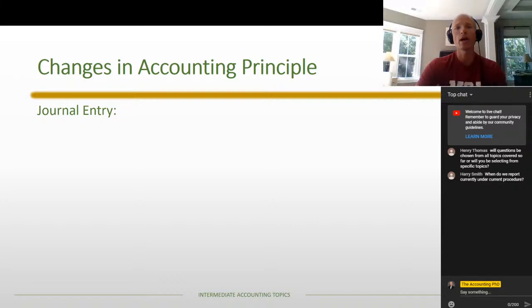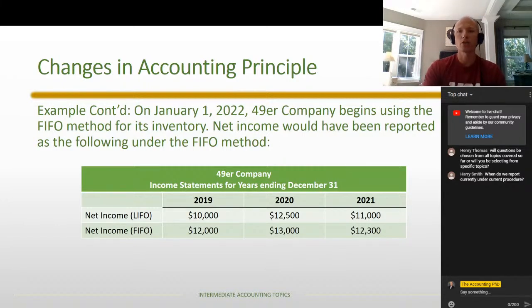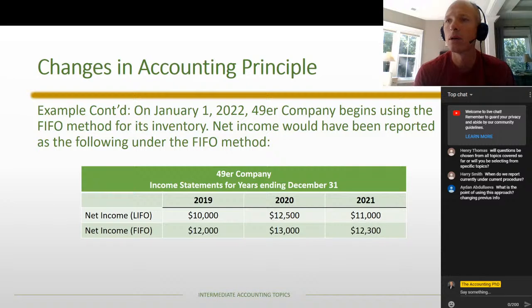All right, so now that we have all this information, we have to figure out, do we need to make any updates to our actual accounts? In other words, we have account balances, and now that we're going to change the accounting principle, these changes are going to roll up, and we've got to figure out what the implications might be. What is the point of using this approach, changing previous information?